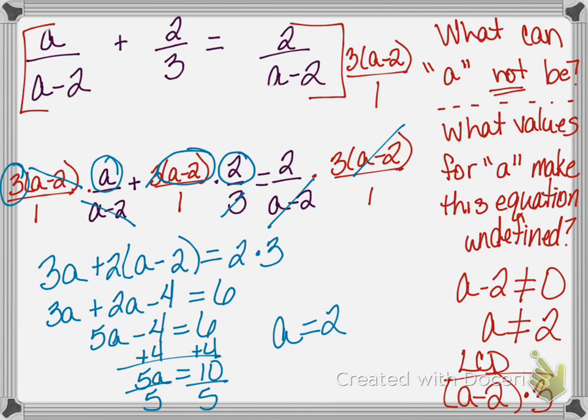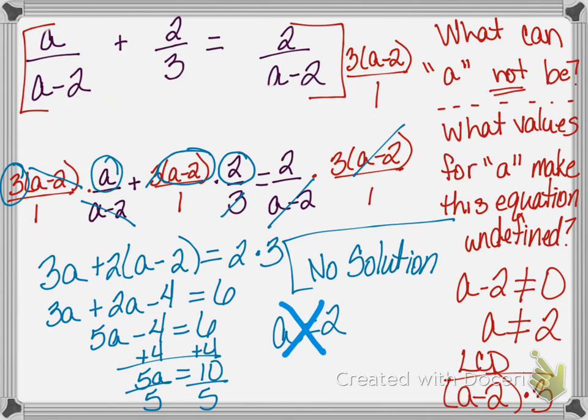Is that okay? No, it's not okay. So what we have to do is throw that out. We cannot have a equal to 2, because if a is equal to 2, our fraction is undefined. So my final answer to this is no solution. If you wrote undefined, that would also be acceptable. No solution, undefined. You could also do the empty set. I typically don't see the empty set that often at this level, but you could write it.